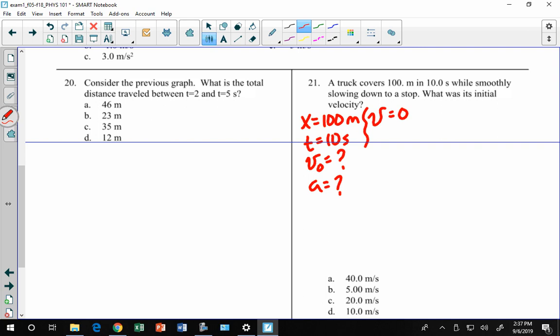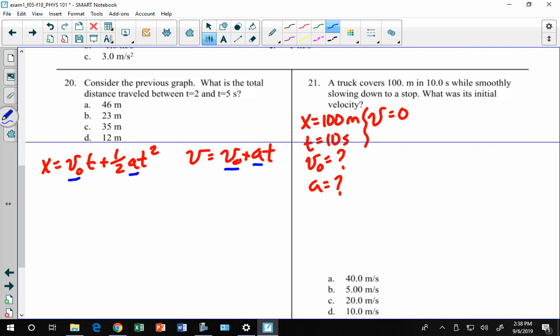So look, I have my two equations: x equals v naught t plus 1/2 a t squared, and v equals v naught plus at. Let's see what my unknowns are: v naught and a, v naught and a. Oh shoot, I have two unknowns in each equation. I'm sorry, did that offend you? I have a potty mouth sometimes. Shoot.